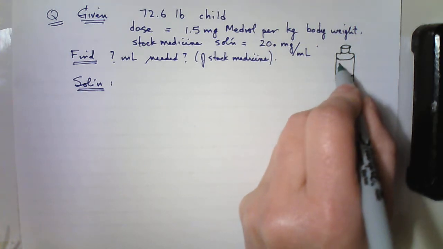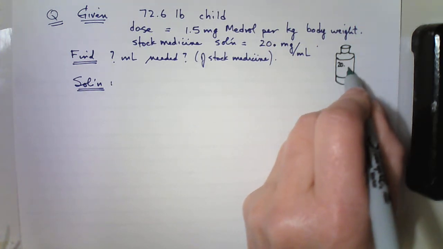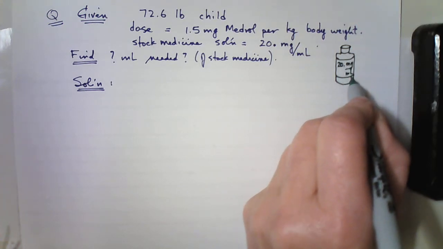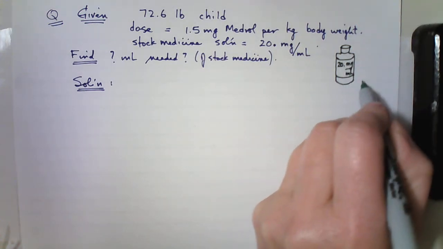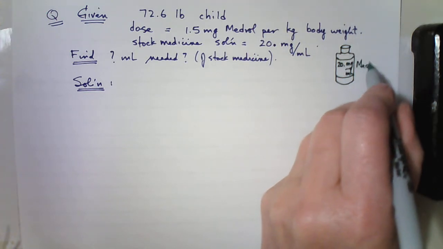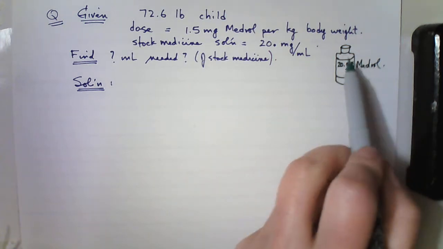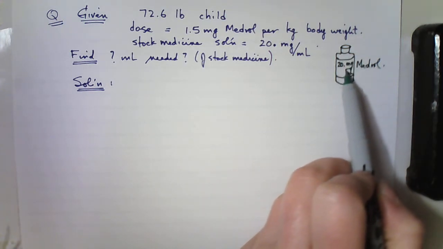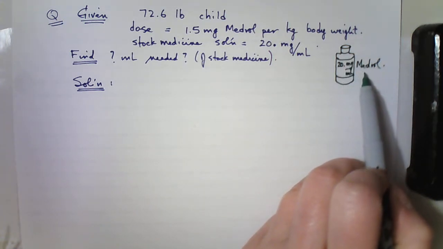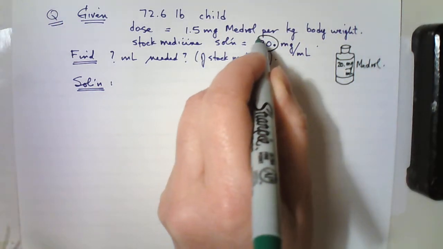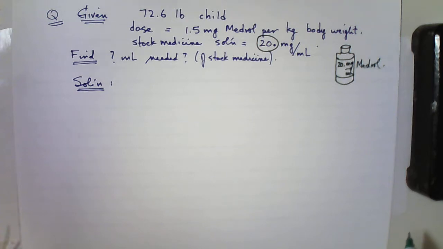And this stock solution is 20.0 milligrams per mil, 20 milligrams per mil of this drug. So in each milliliter of medicine in this bottle, there are 20 milligrams of Medrol. And I just want to draw your attention to this 20 with a dot. It means that the 0 is significant.